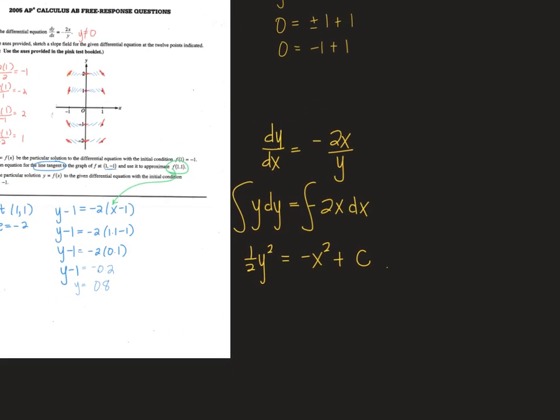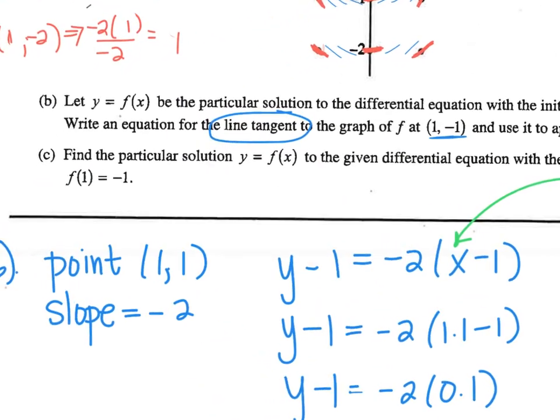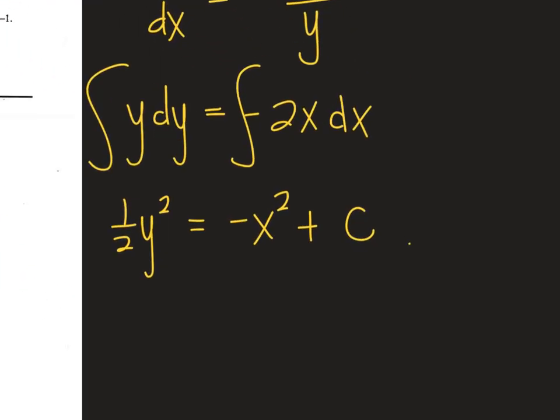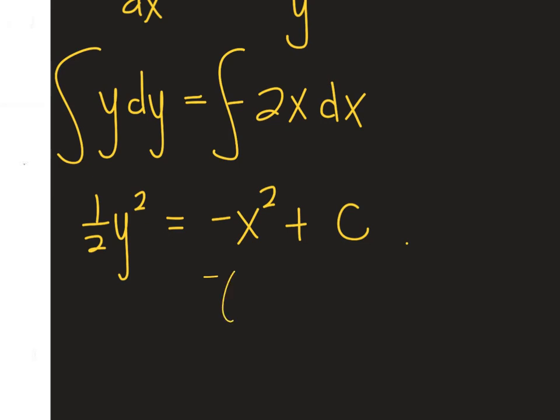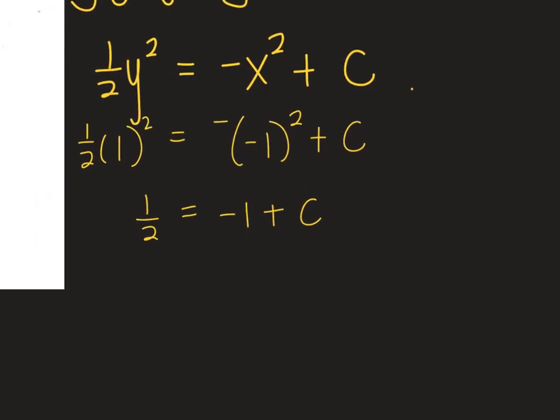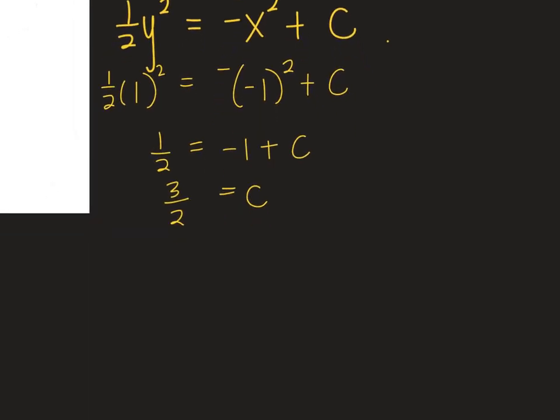I want to find my c using my initial condition, which was given, negative 1, 1. So negative 1 equals 1 half times 1 squared. So we're looking at 1 half equals negative 1 plus c. In other words, c is equal to 3 over 2. So now we have 1 half y squared equals negative x squared plus 3 over 2.